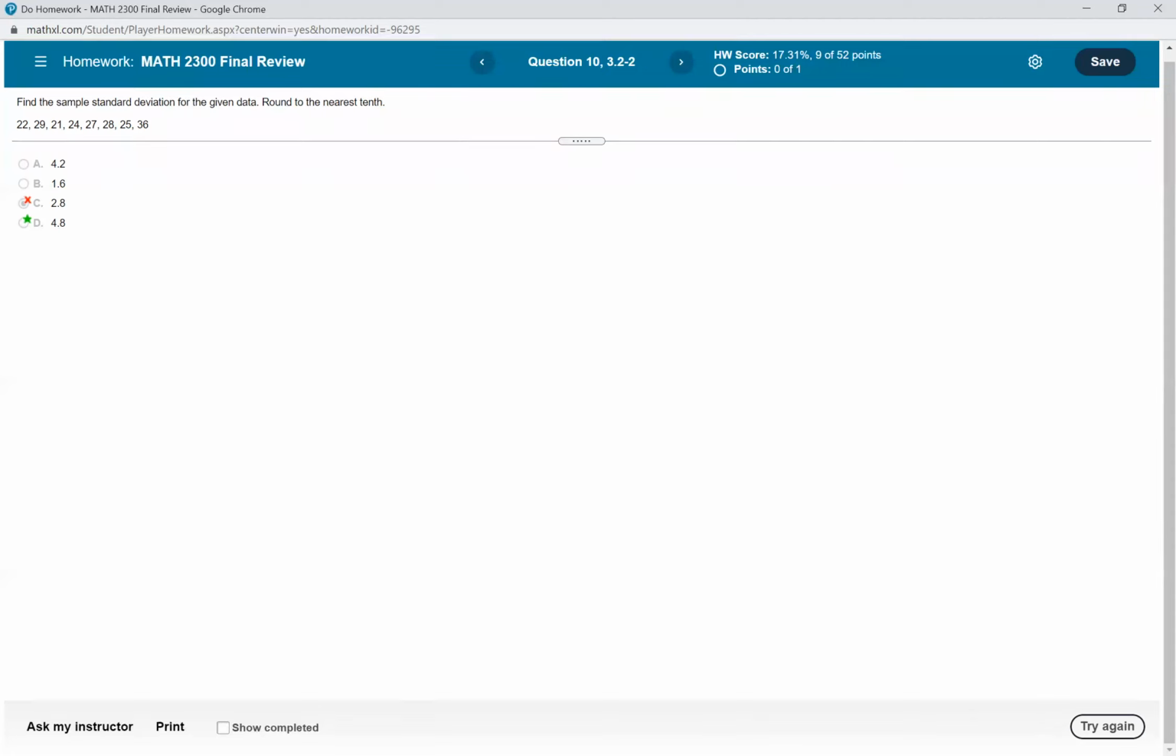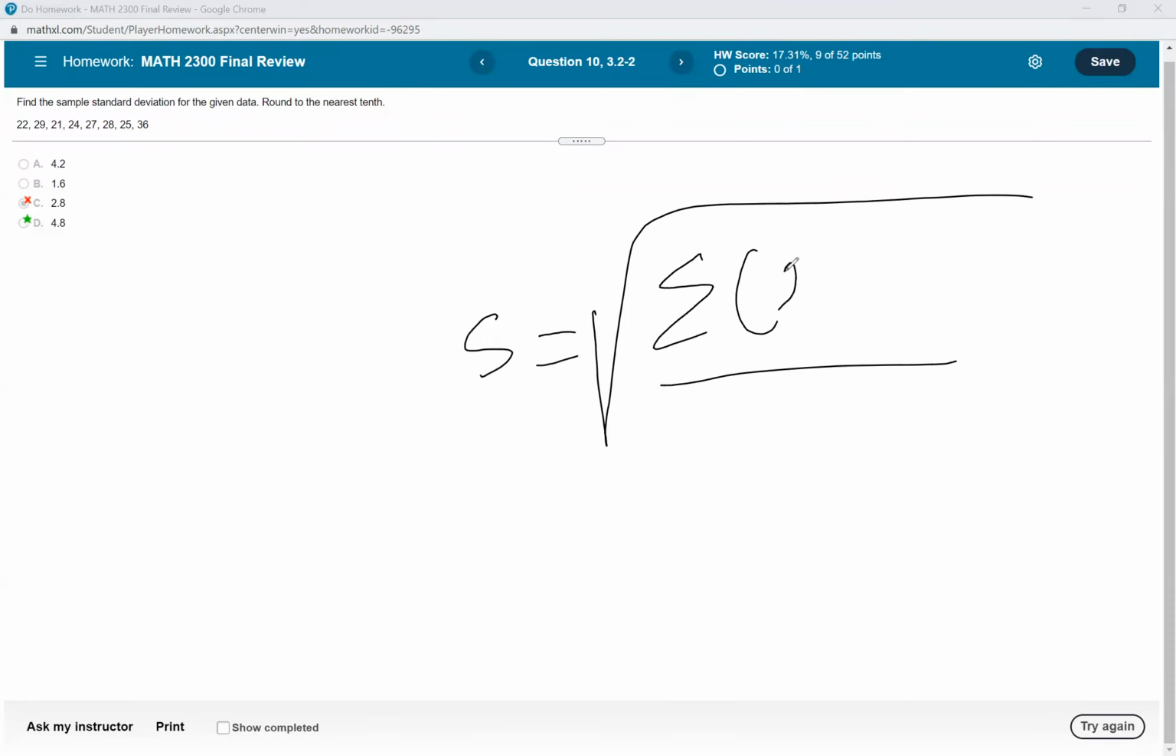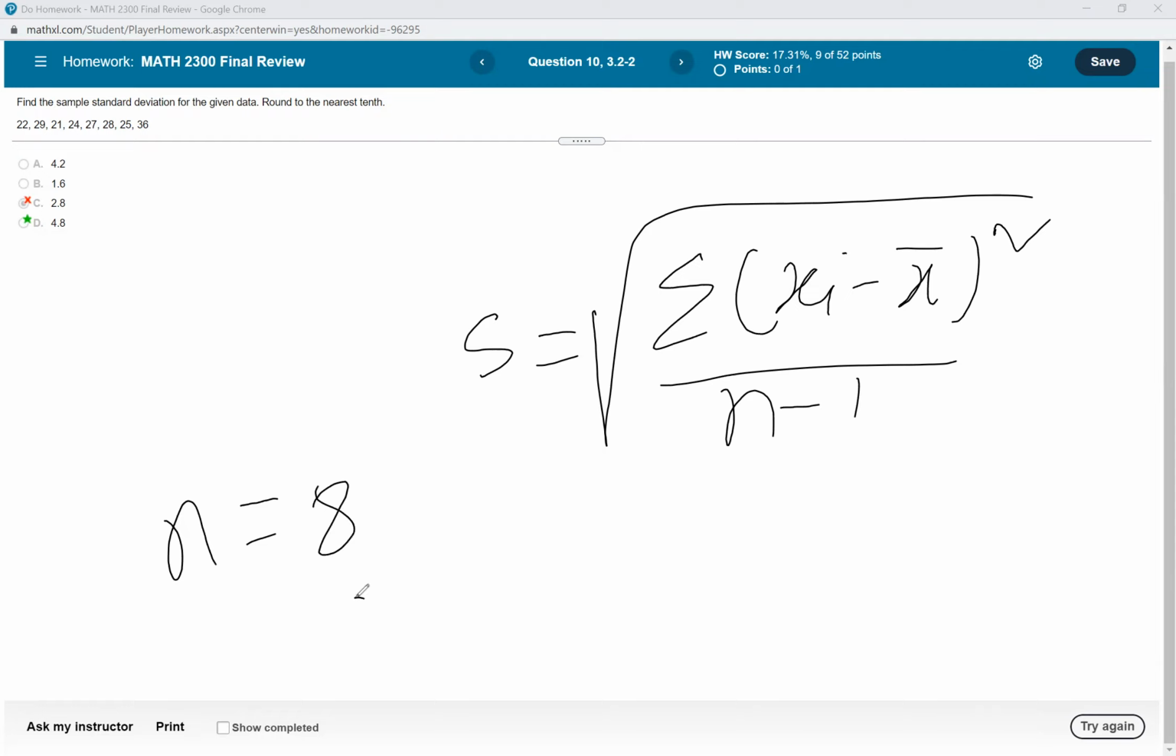You can use either a calculator or the formula for the standard deviation. For the sample standard deviation, the formula is S equals the square root of the summation of (xi minus x bar) squared divided by n minus 1. Here n is 8, and you need to find the x bar. Then you subtract x bar from each number and square them, add them together, divide by n minus 1, which is 7, then take the square root. You do not need to actually show the steps, which means you do not need to use this formula. You can directly use the calculator or Excel sheet.